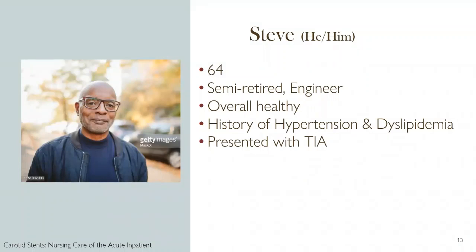And now we'll move into going through our composite case examples. So this is Steve. He's a 64-year-old cisgender male. He's a semi-retired engineer working less than 20 hours a week. He describes himself as overall healthy. However, he does have a history of hypertension and dyslipidemia. He presented to an ED department with reported TIA-like symptoms.